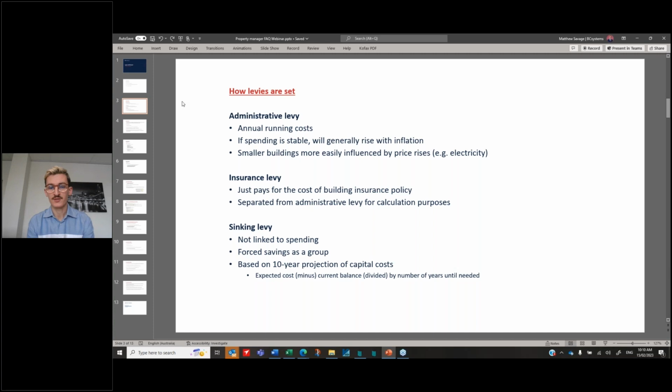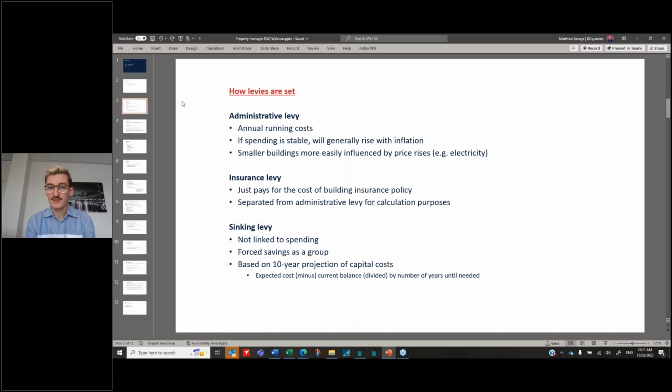So when something's calculated on a different ratio system, it has to be separated as a different levy. So that's why some buildings you'll see an insurance levy and some buildings you won't. If you don't see an insurance levy on a particular invoice, it's generally included in the administrative fund levy and paid on the same ratio system as the admin levy.